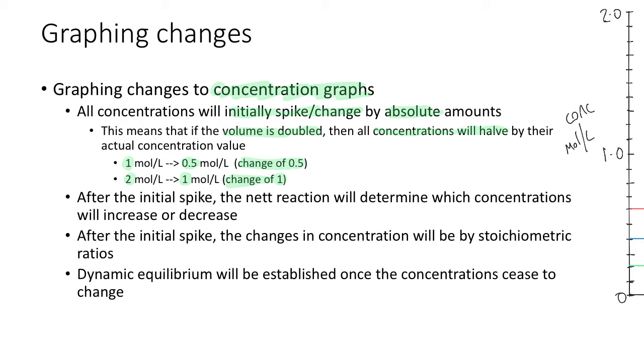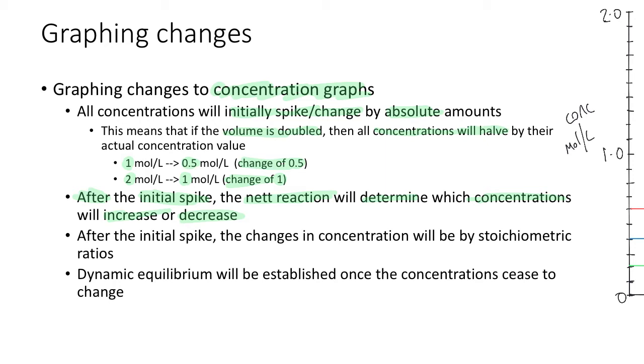Okay, then after the initial spike, the net rate of reaction will determine which concentrations will go up or down. So that means you have to go back to your equation and ask which one is making more or less particles. Therefore, that one increased more or less, and that one will be favored, and that reaction will be occurring more or less than the other.